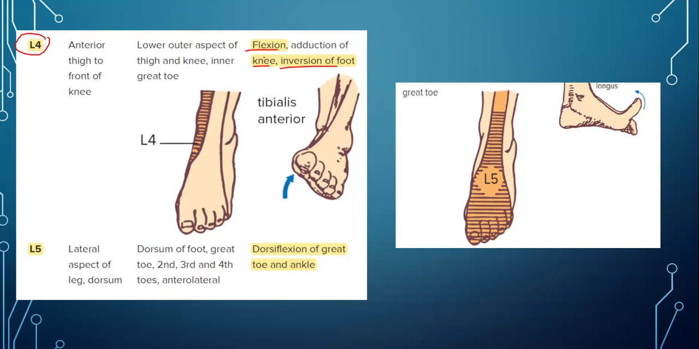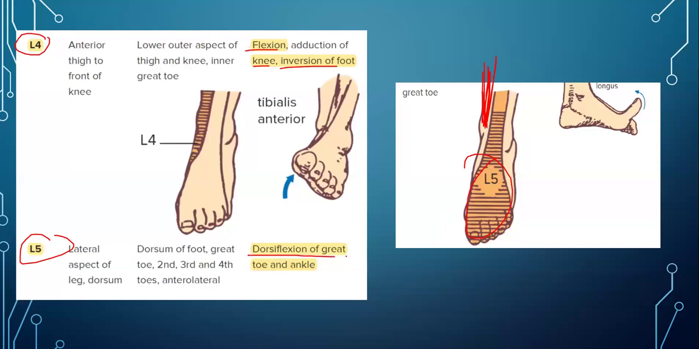So if a patient has pain or tingling numbness in the lower leg, and you can see the patient's flexion of the knee is weak and inversion of the foot is weak, with a bit of lack of sensation on the inner part of the lower leg, that means it is L4 radiculopathy. How about L5?